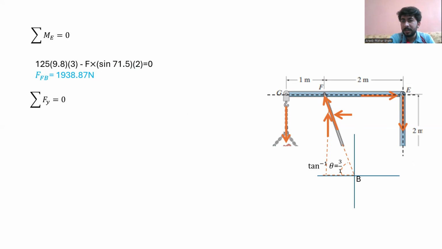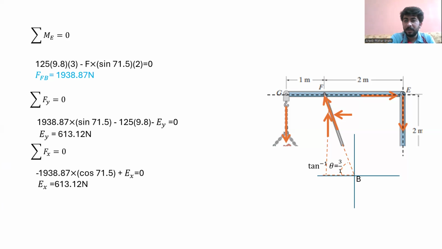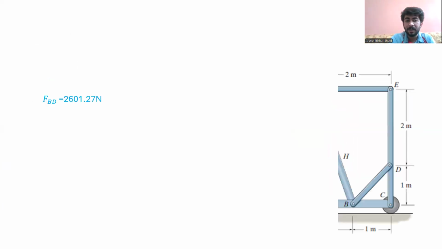To find the force in the other member, we have to find the reaction force at point E. When I take the Y component, I get the force at point E in the Y direction, which is about 613.12 Newton. When I use the X component, I get the force at point E in the X direction, which is about 613.1 Newton. These two forces are similar.